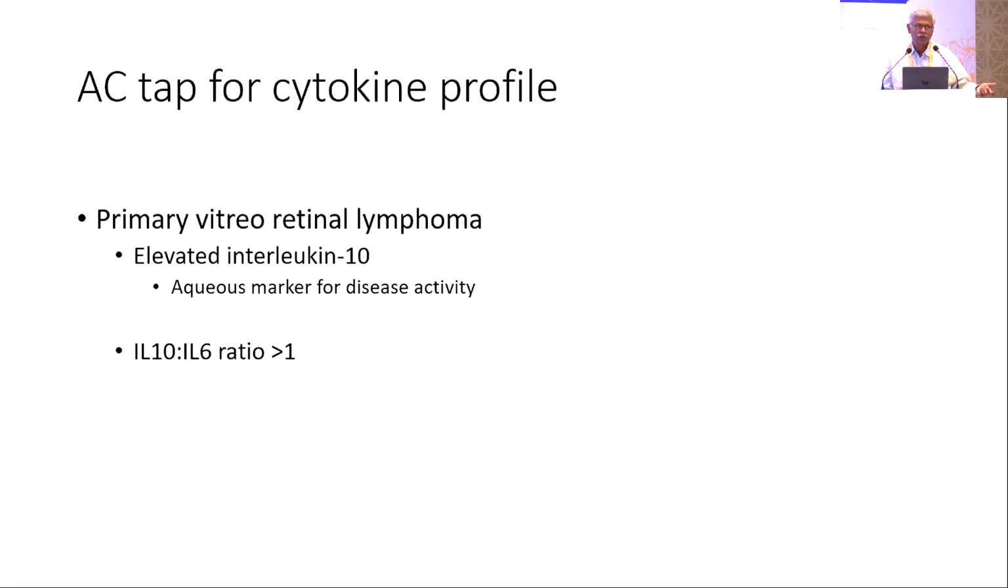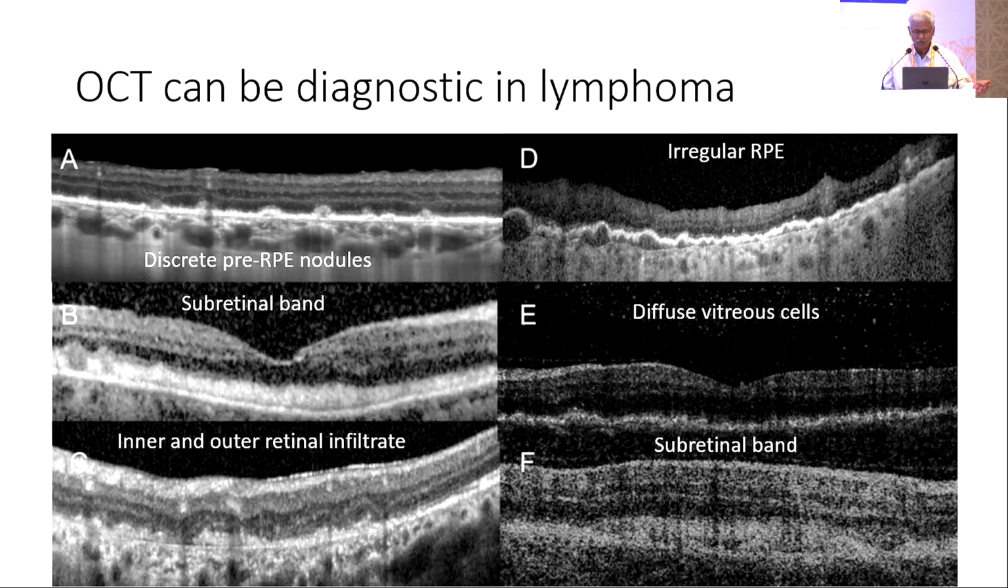And sometimes we may have to aspirate the subretinal infiltrate, like what we're doing here. So we surround that lesion with laser photocoagulation, and the subretinal or deep retinal lesion is aspirated out and sent for cytology as well. In addition to doing a cytology, we can do an AC tap for cytokine profile. The IL-10 is usually increased in the aqueous in retinal lymphoma, and it serves as an aqueous marker for disease activity as well. So if the IL-10 to IL-6 ratio is more than 1, then you would suspect a lymphoma.